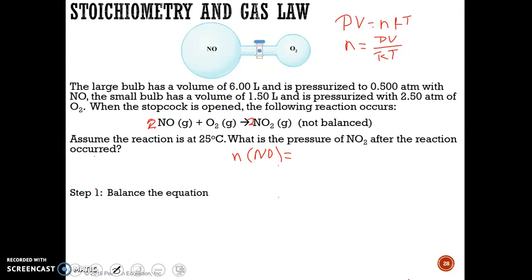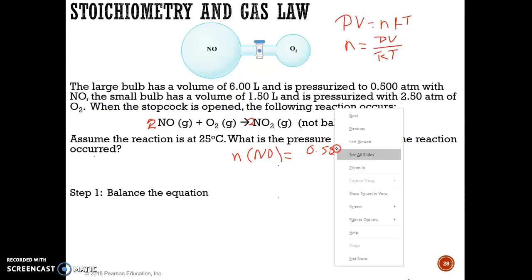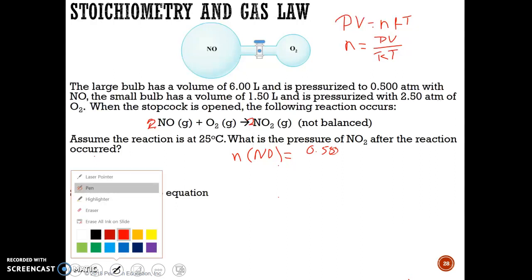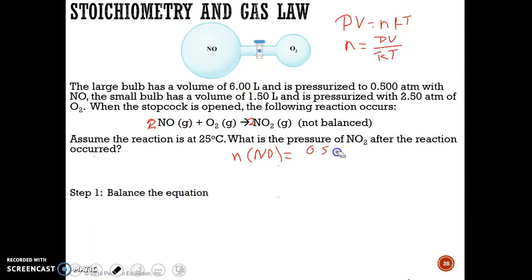Then we know that the pressure of NO started out as, oh, sorry, new computer, please bear with me, 0.500 atmospheres. The volume is 6 liters.